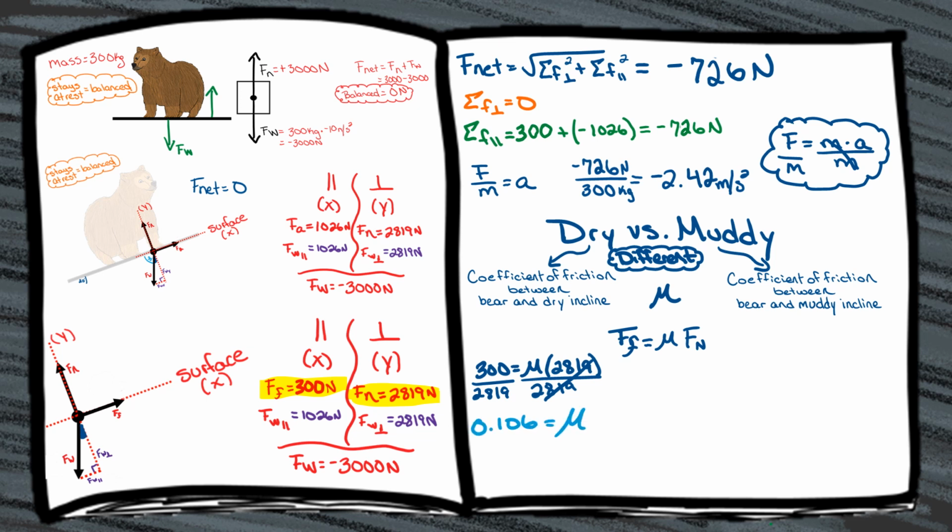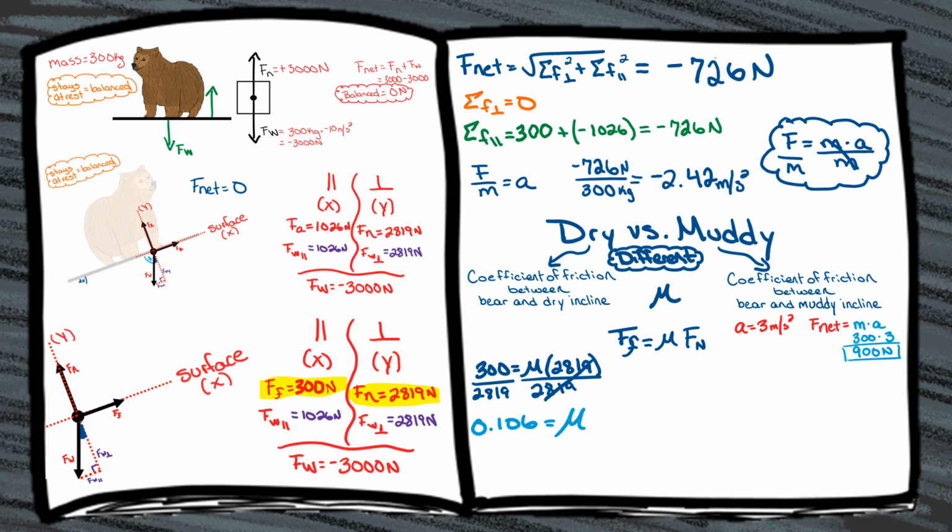The coefficient of friction in this case would be 0.106. Notice how there's no units for it because the units for forces cancel out, leaving us with just this value. Okay, now let's say that with the muddy incline, the acceleration was greater, as you expected, and it turned out to be 3 meters per second squared. What would be the net force? Great job, Alex. It would be 900 newtons.